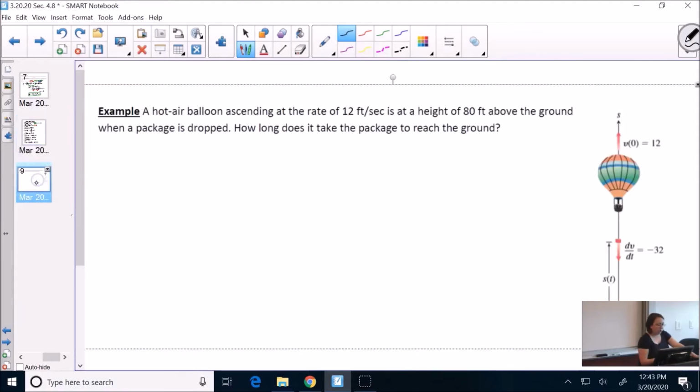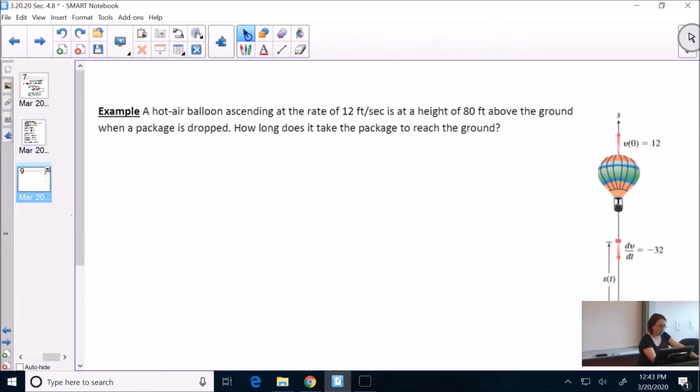Alright, so we have one word problem here. This is the last part of this section. A hot air balloon ascending at the rate of 12 feet per second is at a height of 80 feet above the ground. We actually have a picture here of the balloon. When a package is dropped, how long does it take the package to reach the ground?